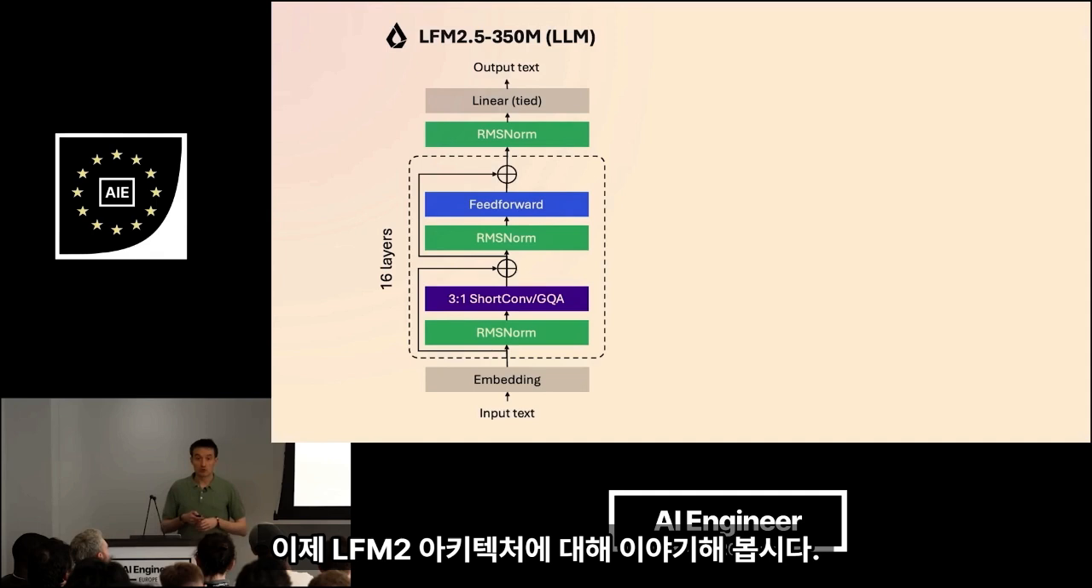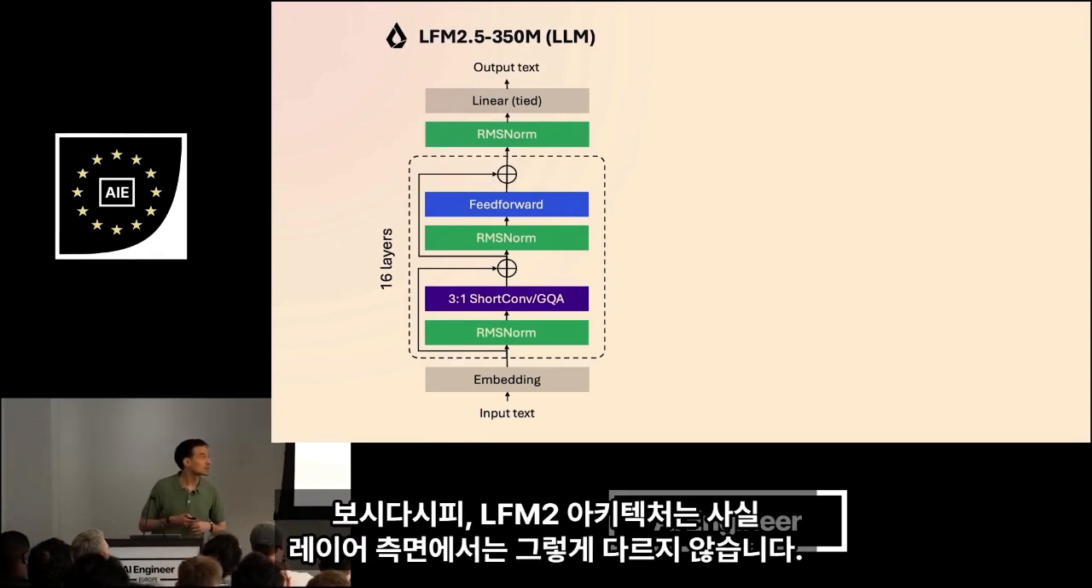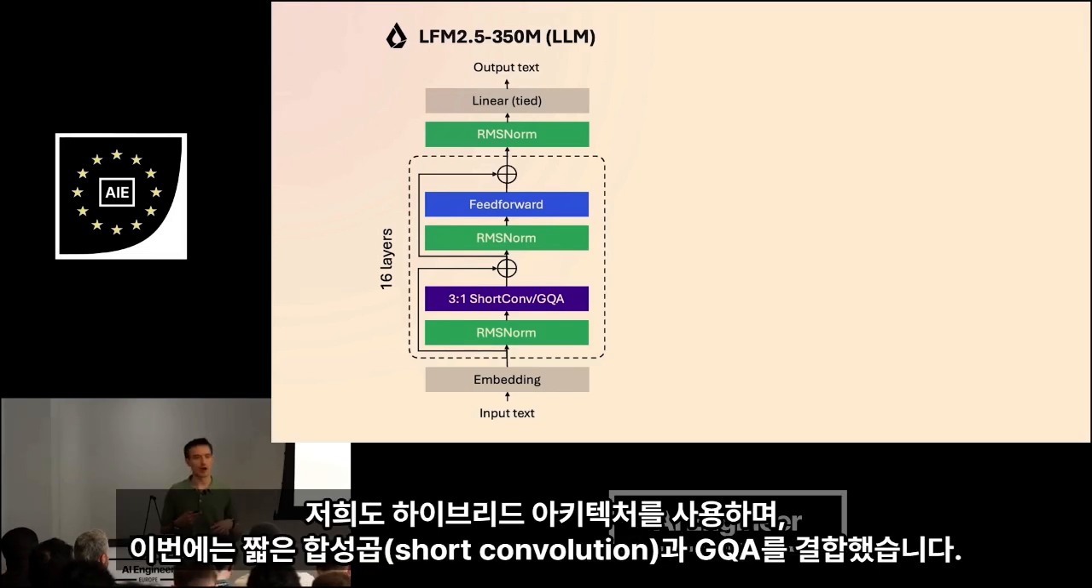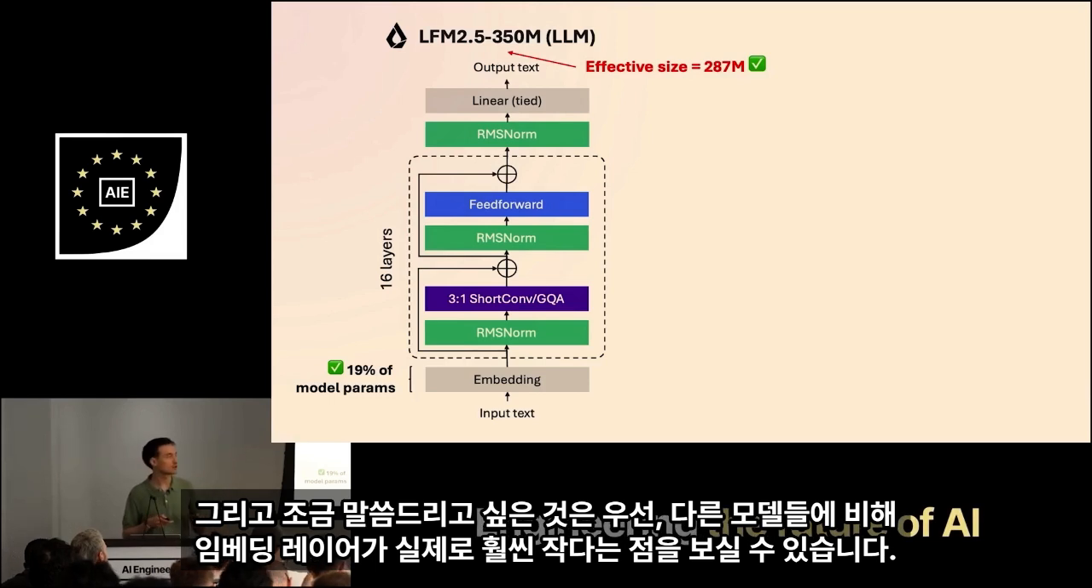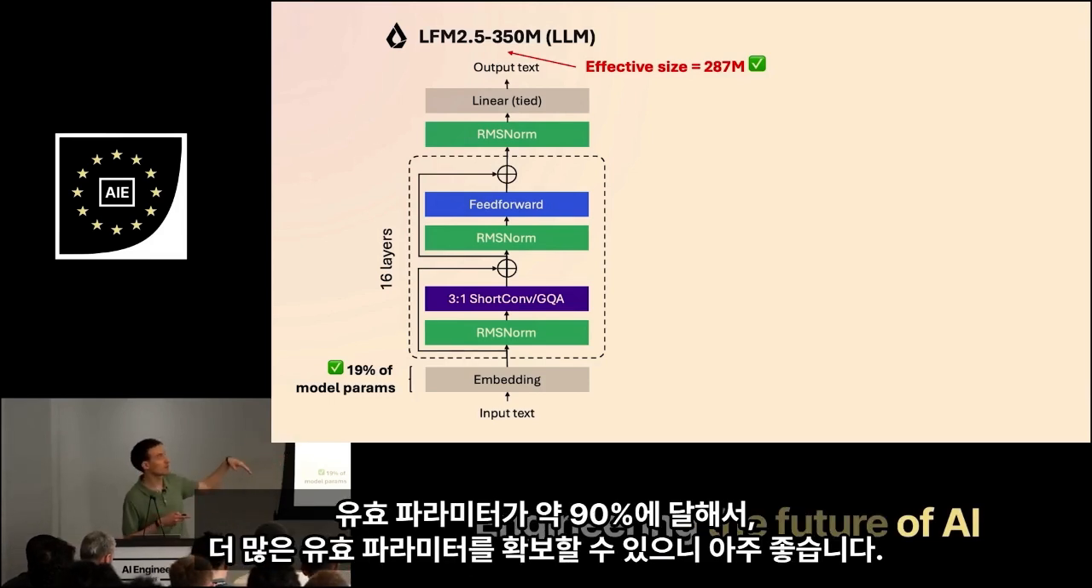All right, let's talk about the LFM2 architecture now. As you can see, the LFM2 architecture is actually not that different in terms of just layers. We also have a hybrid architecture, and this time we have short convolutions and GQA. You can see that the embedding layer is actually a lot smaller compared to the others. It's like 10% of the parameters, so we have more effective parameters, which is great.